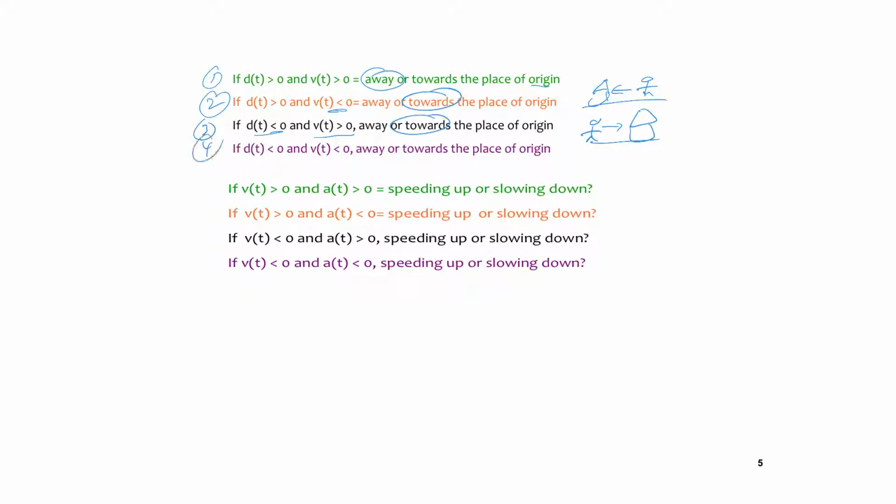Number 4. Again, you are to the left of the house, but right now you're not moving to the right, you're moving to the left. So that means the distance between you and the house is going to get further. You are moving away from the house.